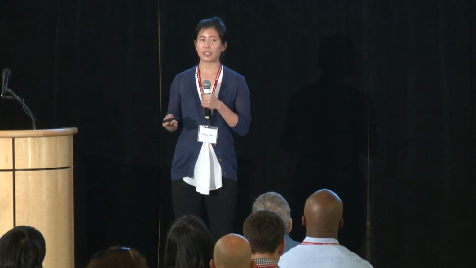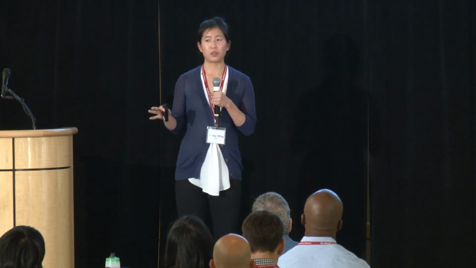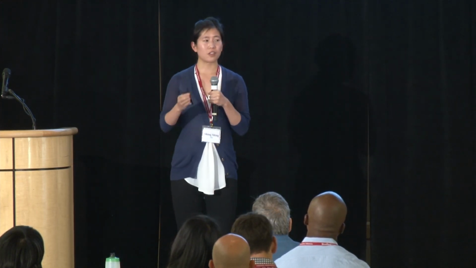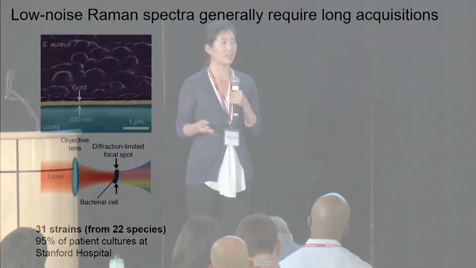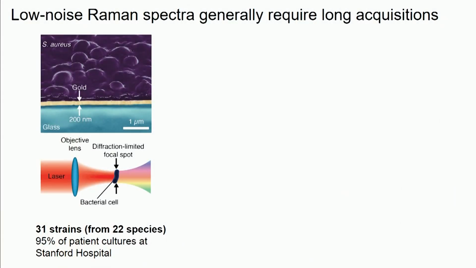For each of these bacteria, we spread them across a gold-coated microscope slide and took measurements in a confocal Raman microscope. So that means that each spectrum comes from roughly just one bacterium that's in the focal spot of the laser. We did this for 31 different strains from 22 species, and these are representative of 95% of patient cultures at Stanford Hospital.